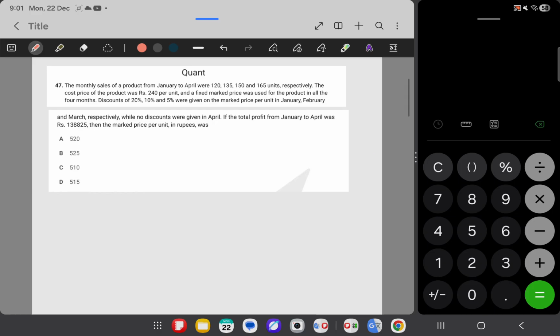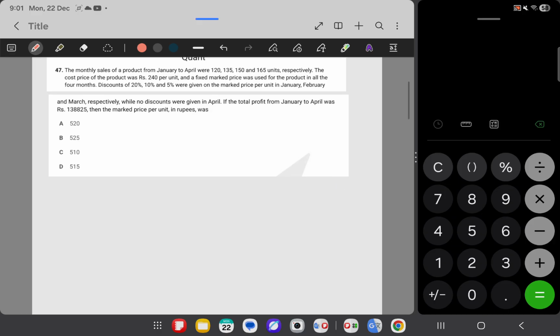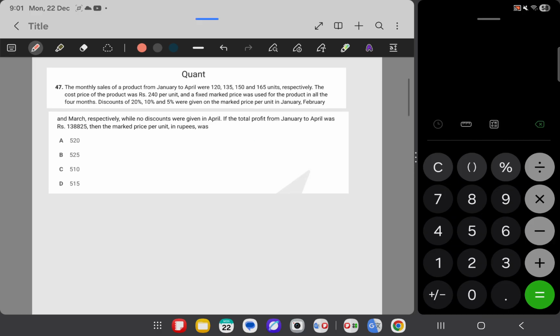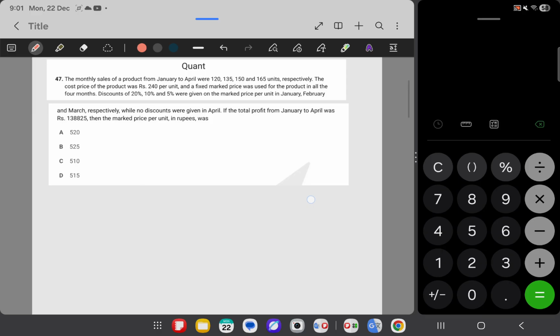my focus is on the students who are already prepared and just want to know the approach of how to solve the questions in the exams. So this is not something where I will teach you from basics like what is profit and loss and what is the selling price, cost price. We will directly be jumping on the questions.